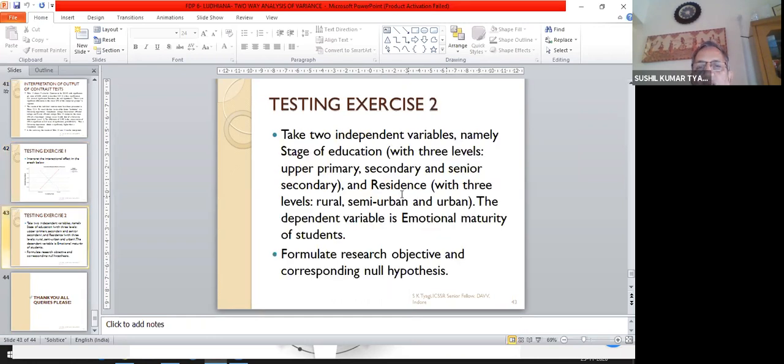Second one is, take two independent variables, namely stage of education with 3 levels, upper primary, secondary and senior secondary, and residence with 3 levels, rural, semi-urban and urban. The dependent variable is emotional maturity of student. Formulate research objective and corresponding null hypothesis. These are the two exercises which you can do at home.